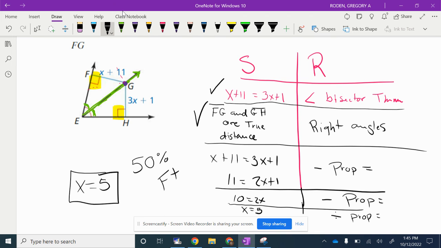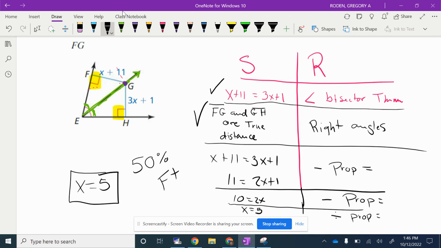x equals 5. Why is that not the complete answer? I'm completely lost. So what is the question asking for? The distance between F and G. And is it 5? No. So Aaron, how do you get from an F plus, which is 50%, to an A plus? What do you have to do? Substitute 5 in for x. Yeah, you got to substitute 5 in for x.